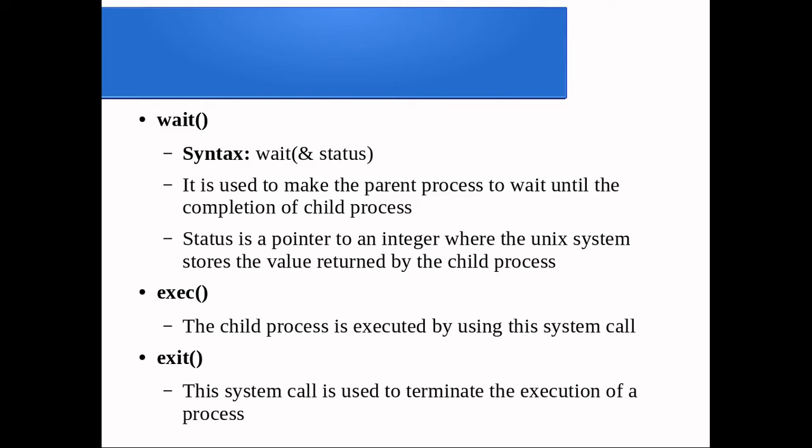Now we are moving on to the next process related system call, that is wait. When the parent process is calling the child process, the parent process has to wait until the execution, until the termination of the child process. So in order to make the parent process wait until the completion of the child process, we are using the wait system call.